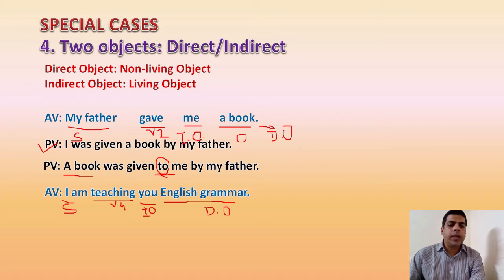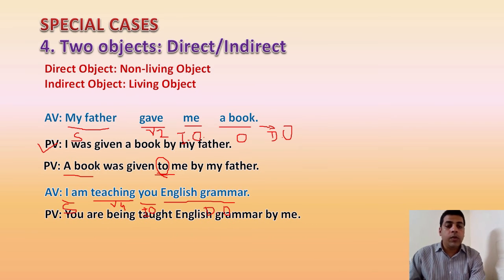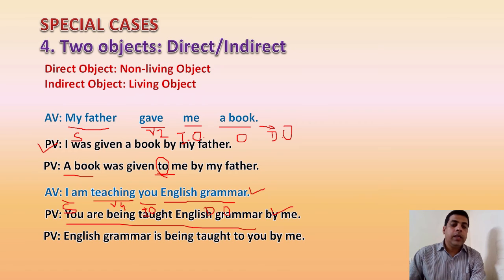Then what will happen? The first sentence: You are being taught English grammar by me. You need not worry about the preposition or other things there. That way it will be easy for you to make. But in case you want to make the direct object, that is the English grammar, in that case what you have to do? "To you" would be added there. So English grammar is being taught to you by me will be coming there. Hope you understood this.